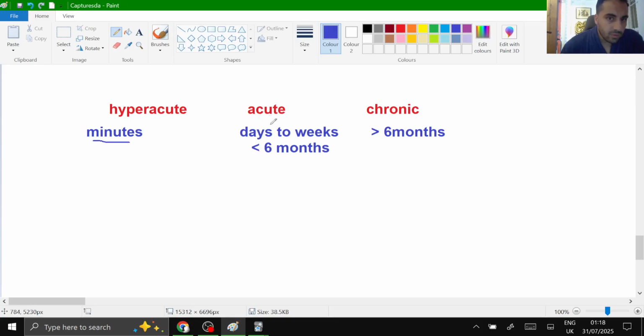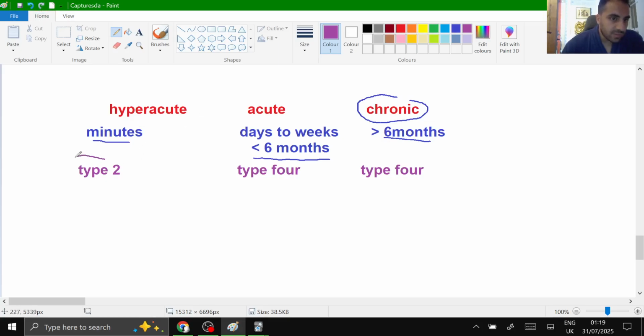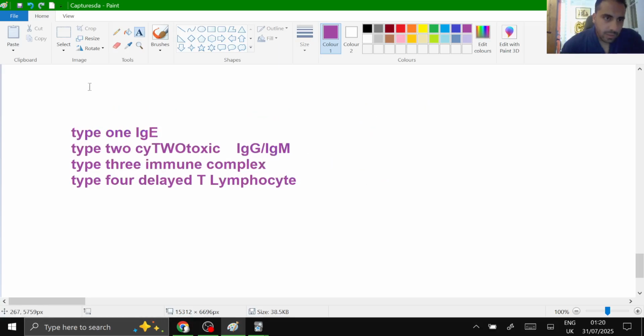and then the acute takes days to 6 weeks, and usually occurs in the first 6 months, and the chronic one takes over 6 months. That's the name chronic because it takes such a long time. The next thing is that hyperacute is caused by type 2 hypersensitivity reaction, and acute and chronic are both caused by type 4 hypersensitivity reaction. And let's revise the hypersensitivity reactions.